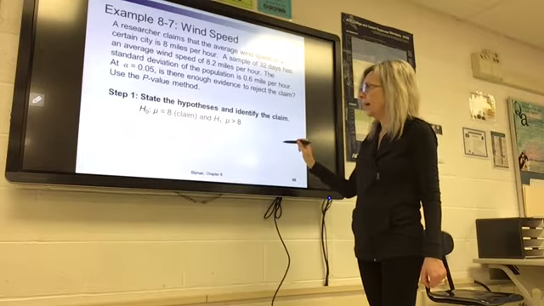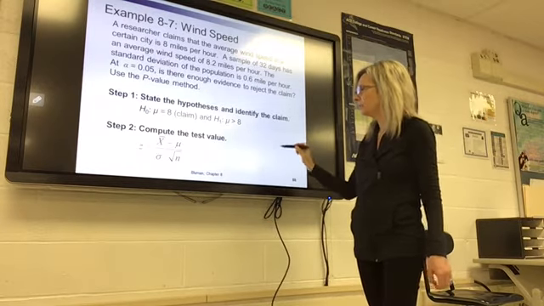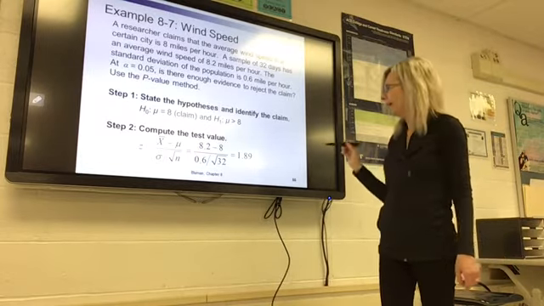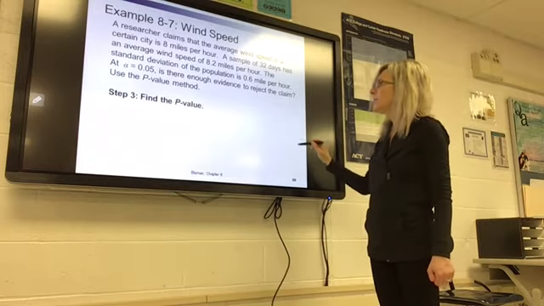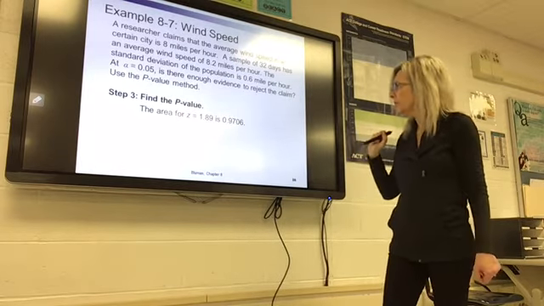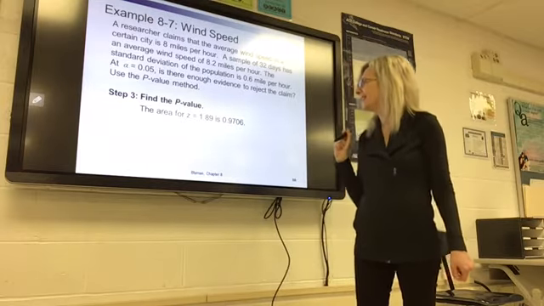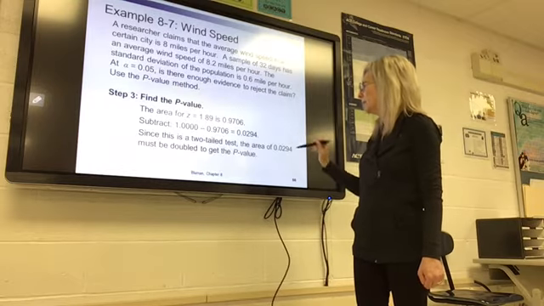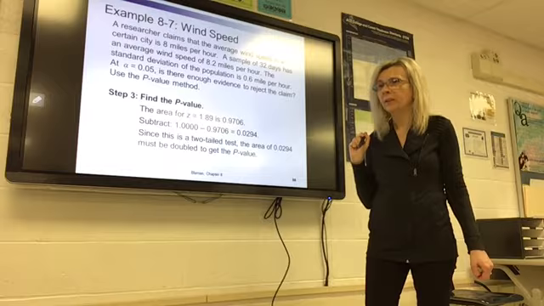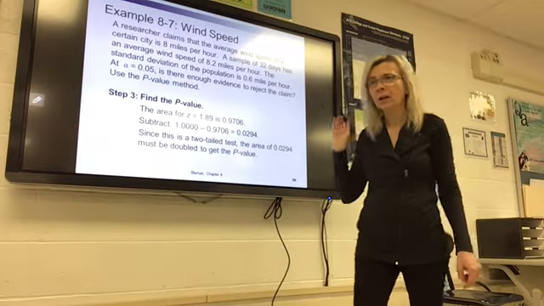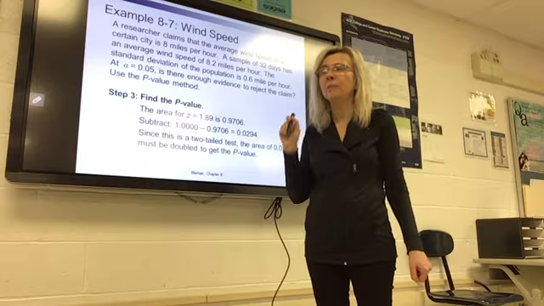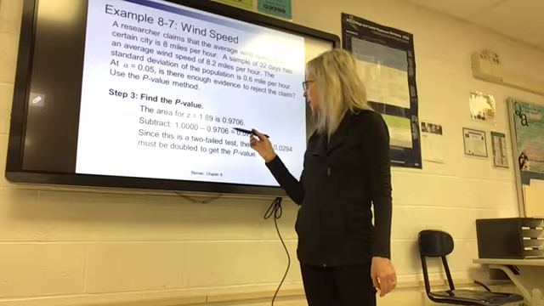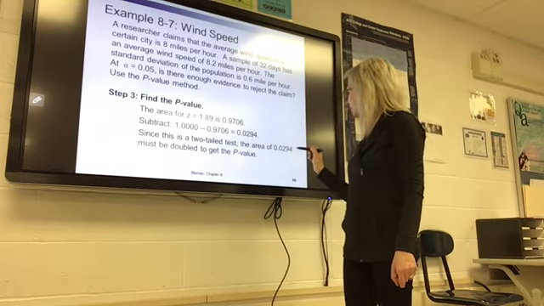Okay, so now we're computing the test value. And we got 1.89. So we find the area, which is our p-value. So the z-score is 1.89, the area is 0.9706. Again, we have to subtract it from 1. We get this. And this is a two-tailed test. As we remember, our alternative was mu does not equal 8 miles per hour. Okay? So it's a two-tailed test. So the area is 0.0294.